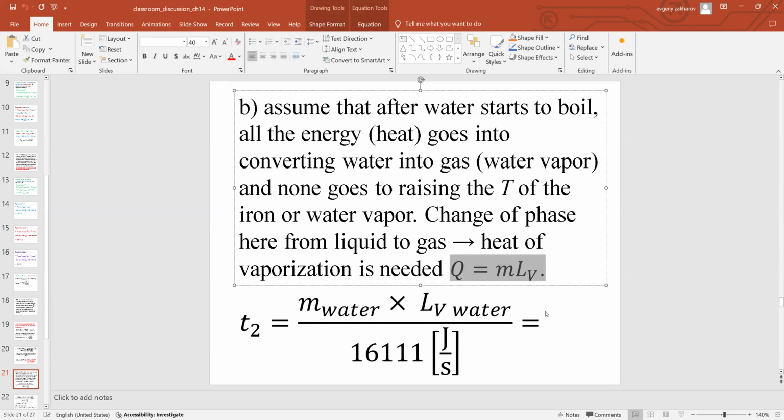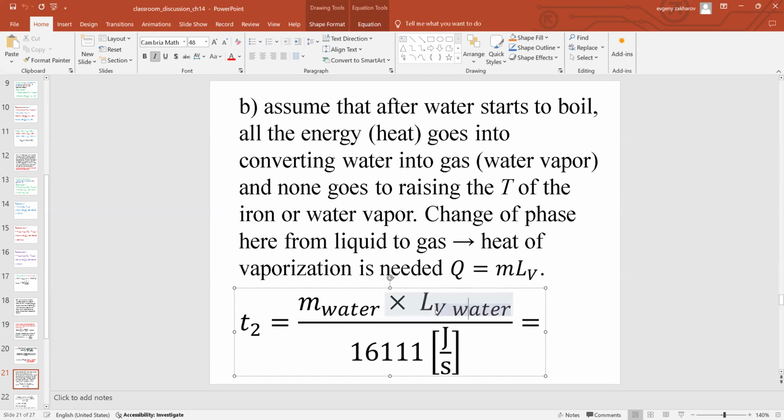This is now the formula. There is no temperature change. The water was at 100 degrees. The gas stays at 100 degrees as well. And now it's the vaporization, it's the latent heat of vaporization, not fusion. Remember, we did the fusion thing in the lecture. Now it's the vaporization because we're going not from solid to liquid, but from liquid to gas.